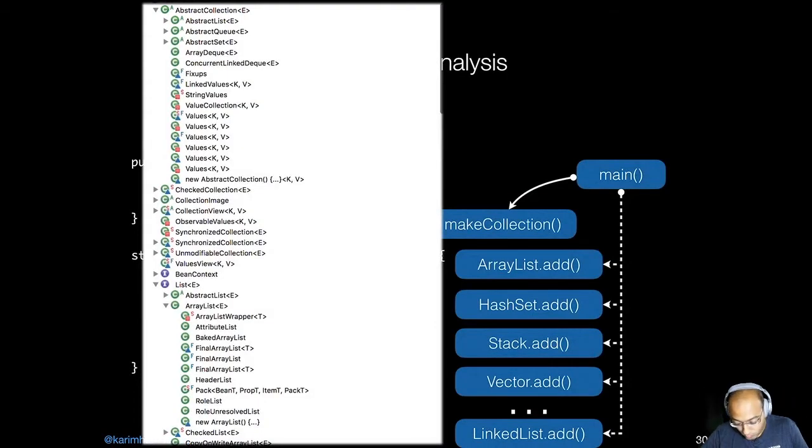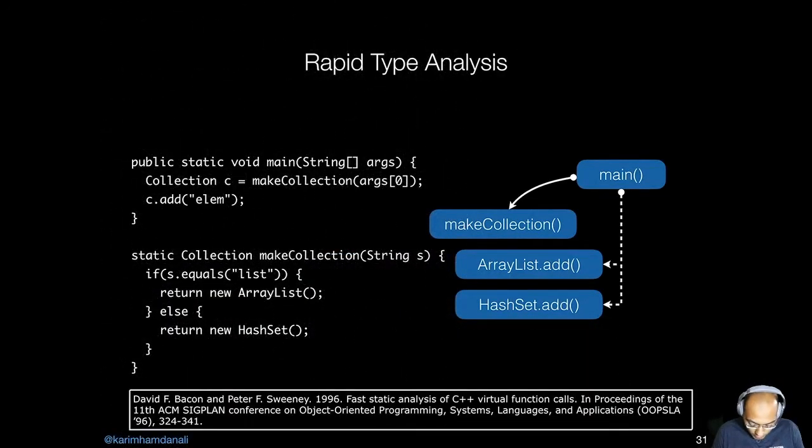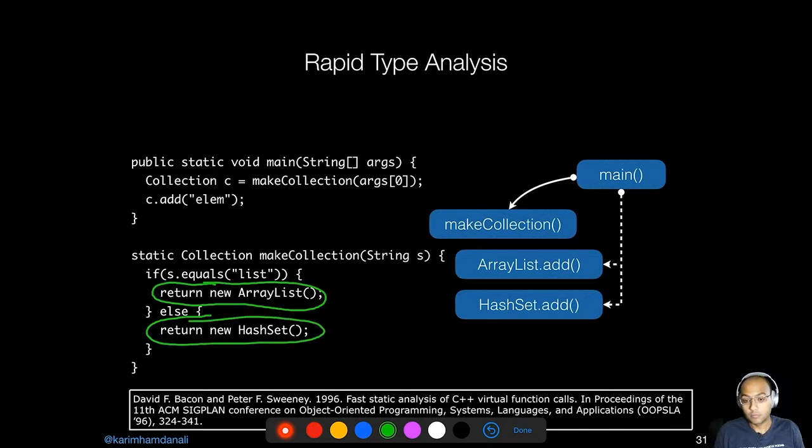So the rapid type analysis will do exactly the same as a class hierarchy analysis. The only difference is the following. It will still look at the class hierarchy only, but it will add to it one smart feature. It will basically figure out, well, why do I need to bother with all those classes that don't exist in my application? I'm never going to create objects of these types because they are not here. I only see two objects that are being created, new ArrayList and new HashSet. So I can only call either this or that. I don't need to bother with all these other classes.